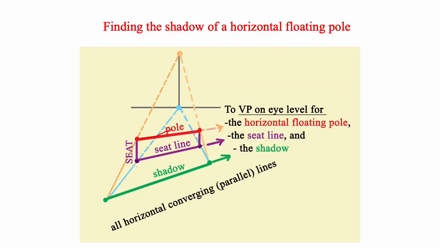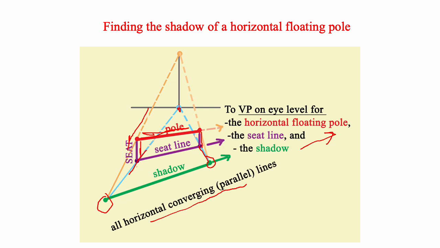To find the shadow of this horizontal floating pole, we first need to establish seats, which are vertical lines at either end connecting the pole to the surface. And we know it's the surface because shadow lines from the vanishing point go through the base of these seats. The light rays go through the top of the seats, and that gives us the two ends of the shadow. Now the shadow converges to the right along with the pole and the seat line because they're all part of the same structure. So they're all horizontal converging parallel lines.